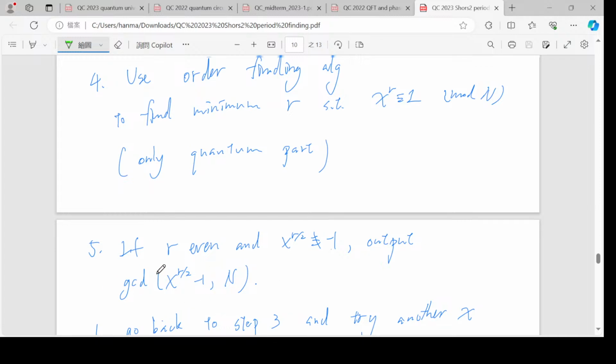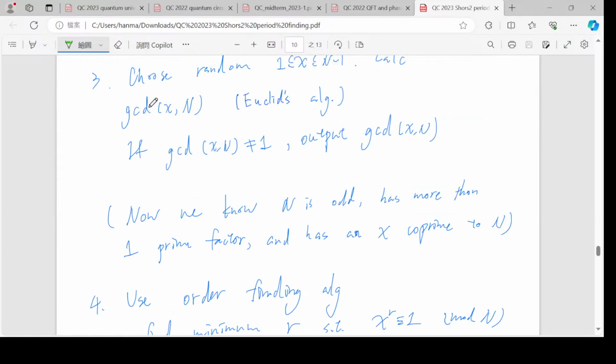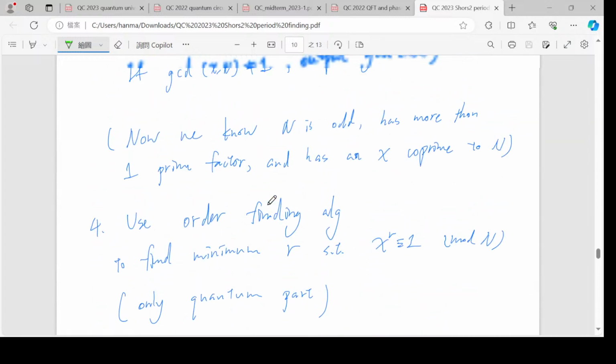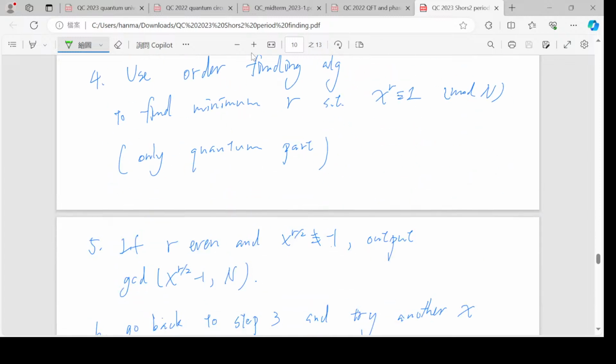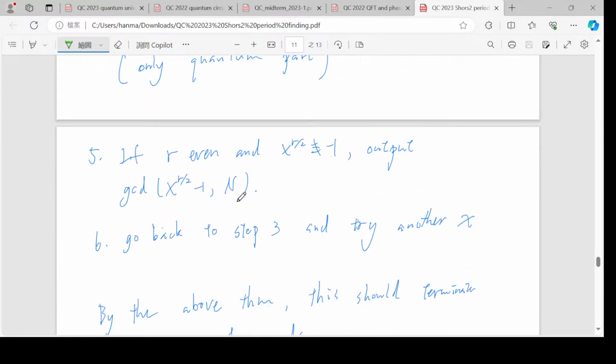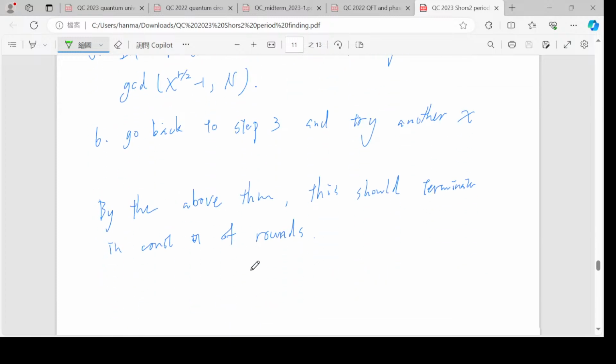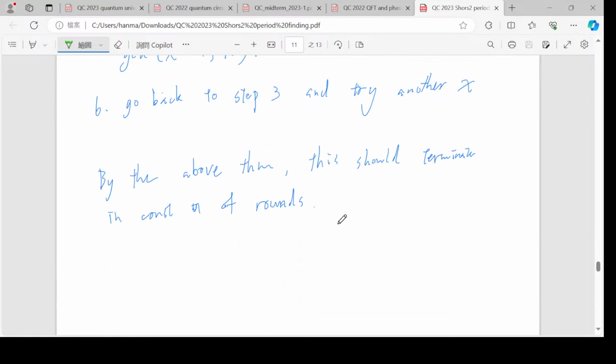If you get unlucky, then you go back and run through everything again. By our theorem above, the probability of getting lucky here is constant. So you only need to run this a constant number of times to have a pretty good probability of solving your factoring. And that's the factoring algorithm. Any questions so far?